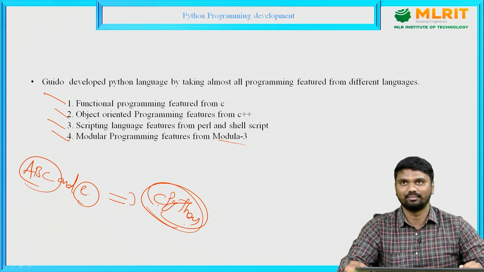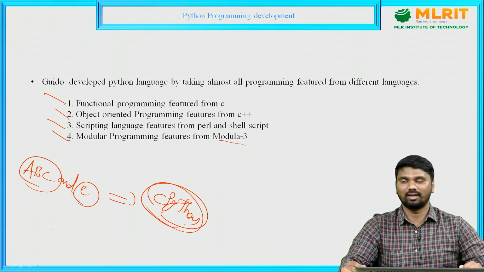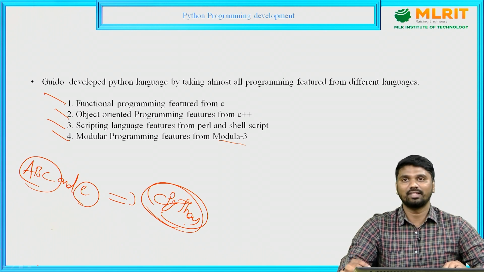So like that, we have different flavors of Python, like Jython, like Ruby Python. Anyway, this is how the Python programming language was developed by Guido van Rossum.